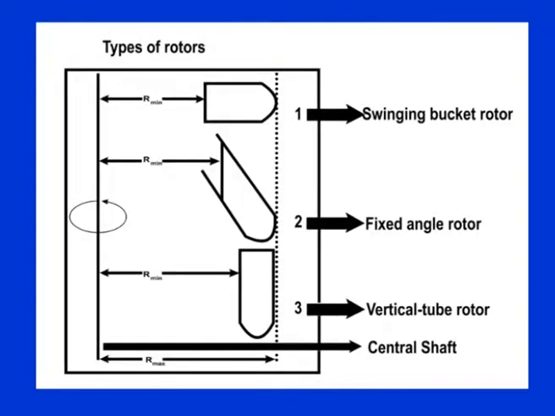For example, like we were talking about the radial distance, if you see here, there are three types of rotors: one is the swinging bucket rotor, one is the fixed angle rotor, and another is the vertical tube rotor. When the centrifuge is switched on, the swinging bucket rotor will extend out in the direction of the centrifugal field, which is radially outward. The angled ones will remain as such because they are put at a fixed angle, and the vertical ones are also fixed. So, the particles at different places will experience different centrifugal force.